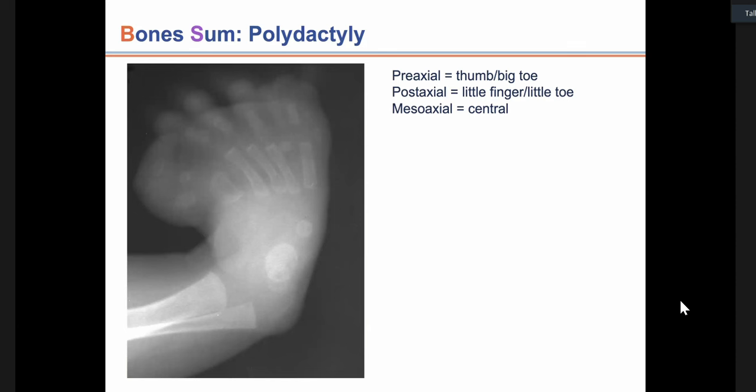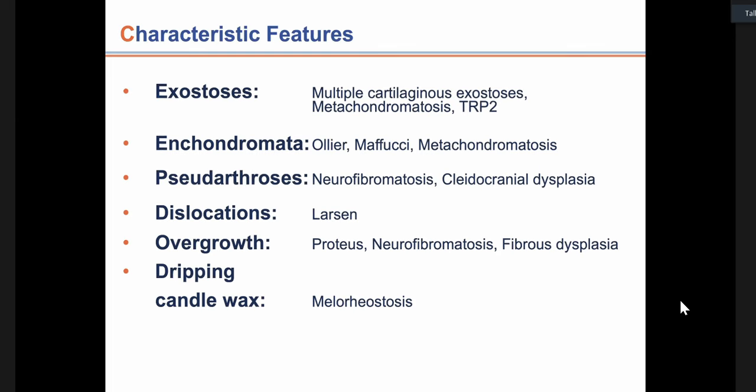This particular foot that I'm showing you has preaxial, so big toe, postaxial, so little toe, and mesoaxial, which is in the middle, polydactyly. The commonest is postaxial. We already looked at Ellis-van Creveld and Jones. Then C is characteristic features.